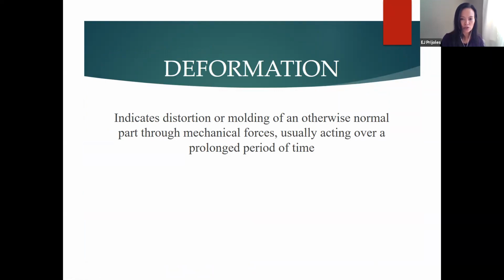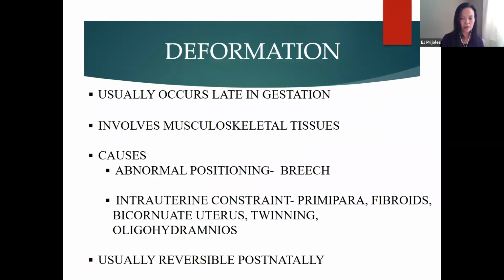This indicates distortion or molding of an otherwise normal part through mechanical forces, usually acting over a prolonged period of time. So what are some examples? Usually these occur late in gestation, involve musculoskeletal tissue. Causes may be abnormal positioning, like breech positioning, or intrauterine constraint. That can be associated with fibroids or bicornuate uterus in mom, multiple gestation, or twinning, or triplets, or oligohydramnios.